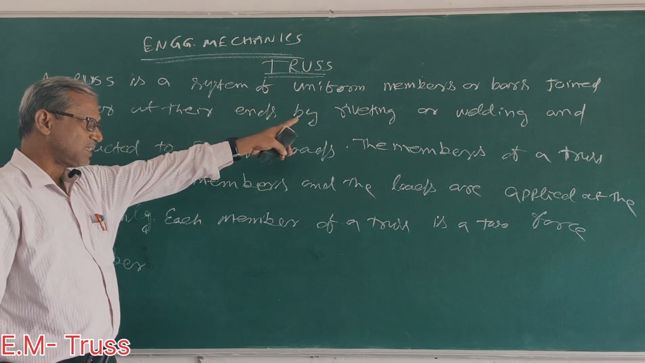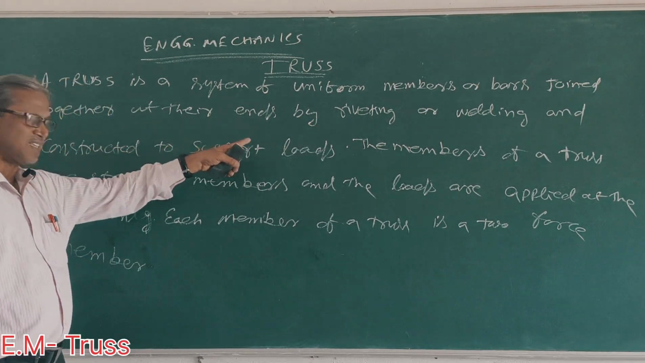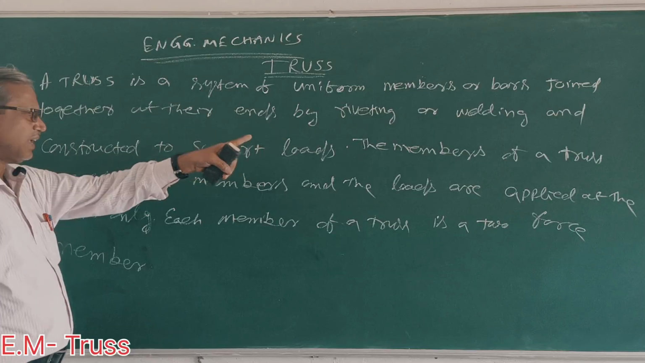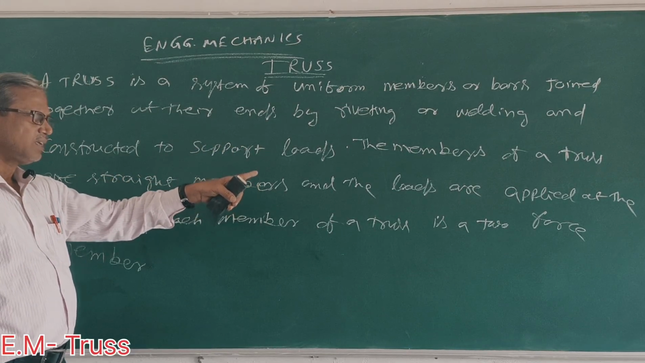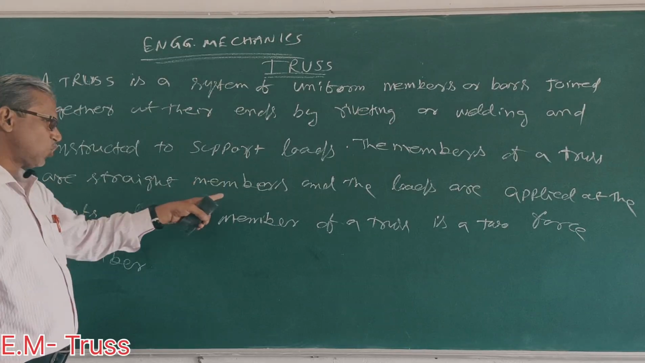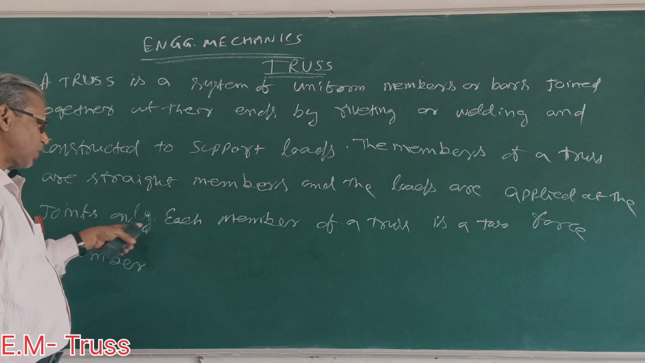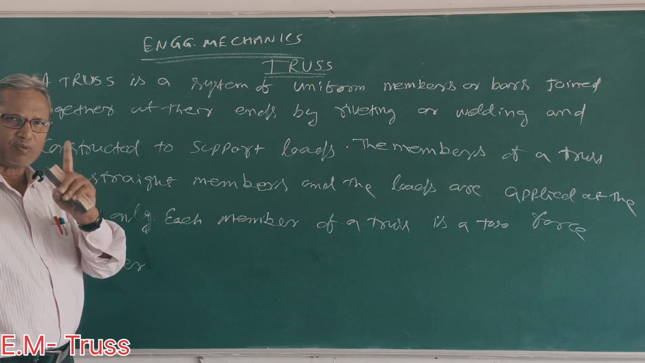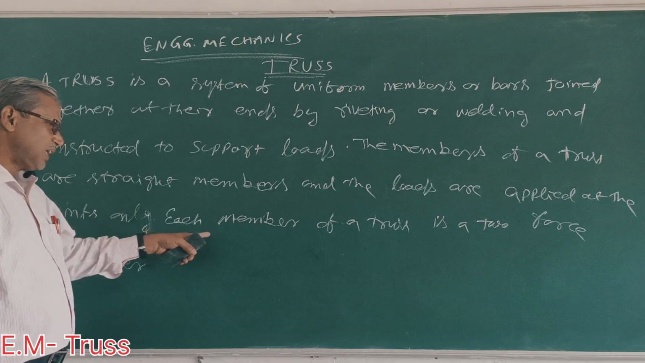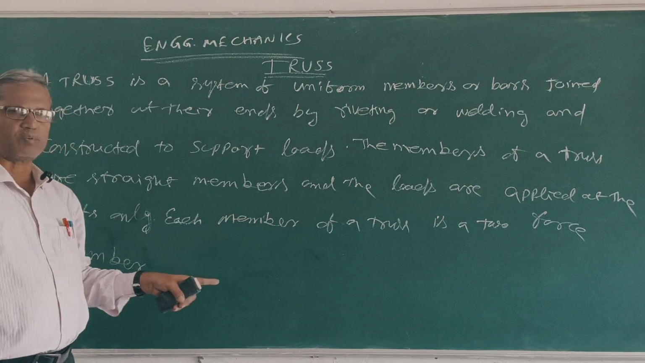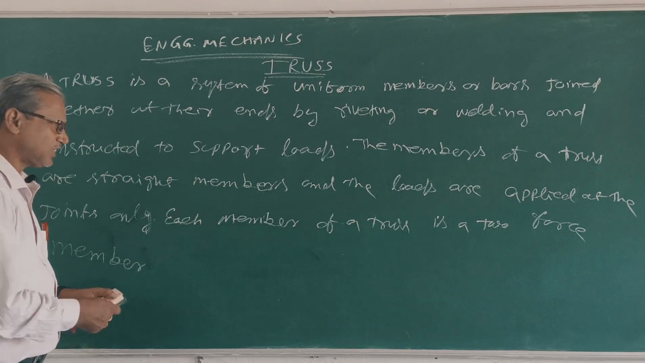The truss is a system of uniform members or bars joined together at their ends by riveting or welding and constructed to support load. Clear? Each member of a truss is a two force member or straight member and the loads are applied at the joints only. Clear? Each member is a straight member and loads can be applied only at the joint. Now I will explain what this means.